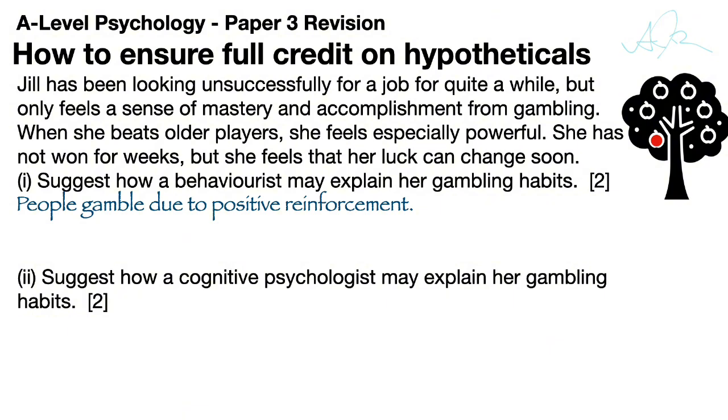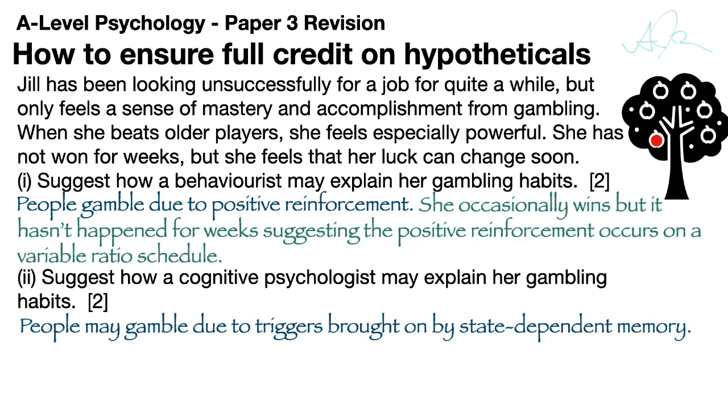So people gamble due to positive reinforcement. This is a very general statement. How do we link it to Jill? Well, we could say she occasionally wins, but it hasn't happened for weeks, suggesting that positive reinforcement occurs on a variable ratio schedule. Excellent. So I'm using the word weeks that was recycled from the stimulus question.